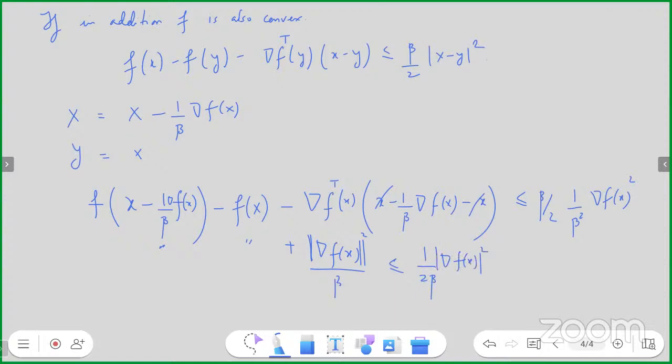You get minus 1 by 2 beta. See, the first thing you should check was that it better be negative. So what do I get? f of x minus 1 by beta del f of x, minus f of x, is less than or equal to minus 1 by 2 beta. Minus is very important because you have to make an improvement as you progress.